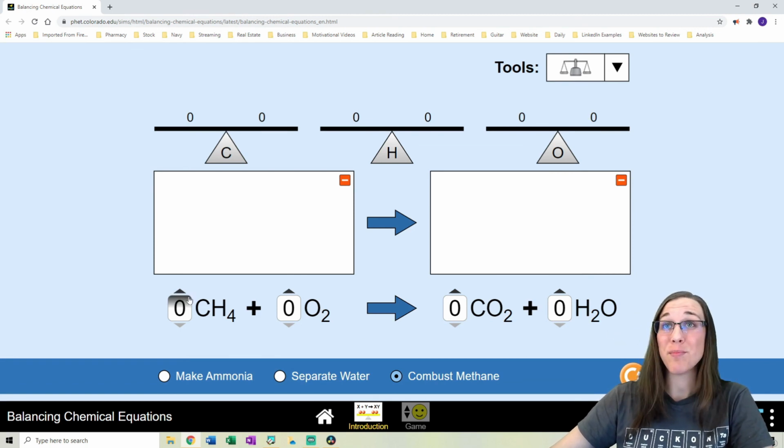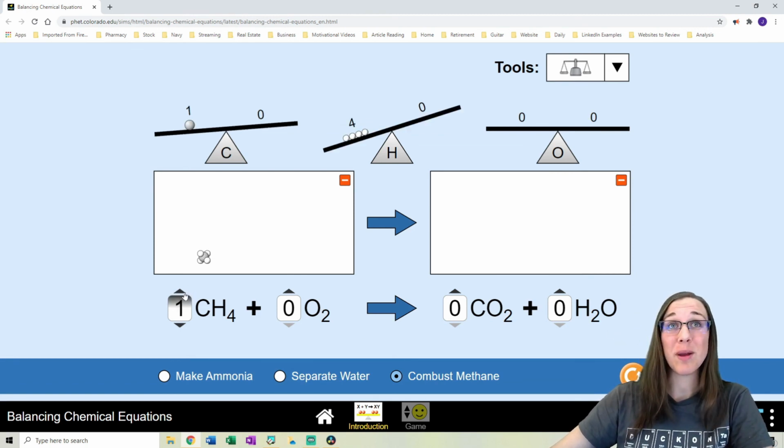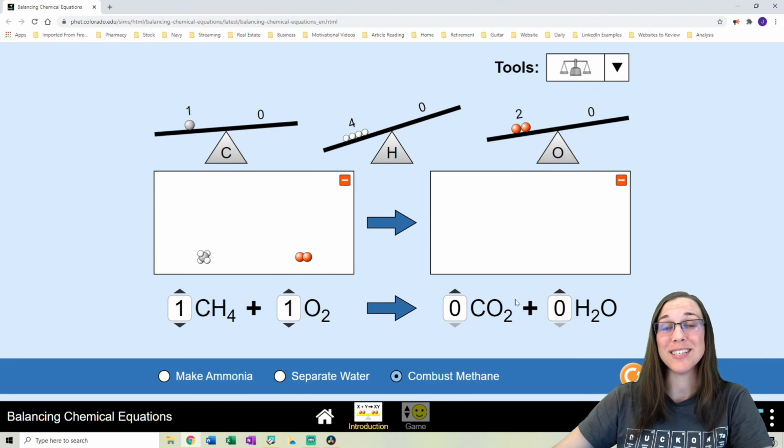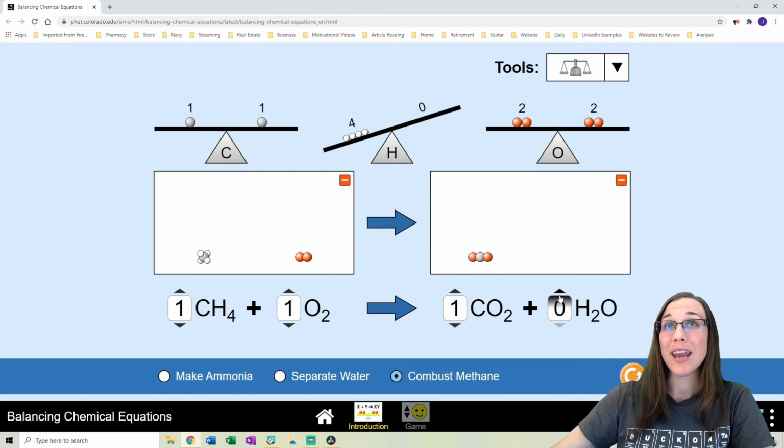So let's go ahead and put one of these on each. If I put one CH4, we can see that there is one carbon in the CH4 molecule and 4 hydrogens. So that's where these scales are a little tipped. You can see that. We're going to have one oxygen at least. So we have one O2 with 2 atoms of oxygen present. And then on the product side, so on the right-hand side of the balance beams, we're going to add a CO2 and we're going to add a water.